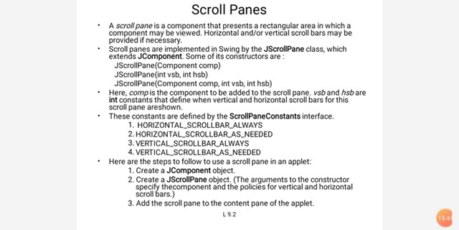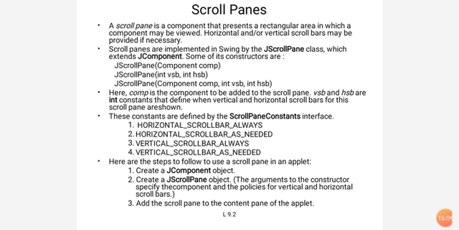The scroll pane component is implemented in Swing by the JScrollPane class, which extends the predefined class JComponent. To create scroll panes, there are some constructors. The first constructor is JScrollPane with a component. In the second type of constructor we specify vertical information and horizontal information.